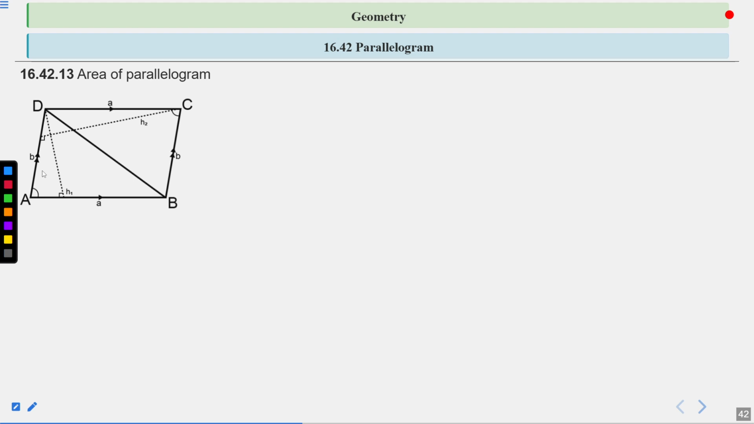So this is the diagram of a parallelogram where we need to calculate the area. The area of the parallelogram is base times height, where height is the altitude. If base is a, then h1 is the altitude, so the area is a into h1. If b is the base, then h2 is the altitude, so the area is b into h2. Next, a upon b equals h2 upon h1. The ratio between a and b is h2 upon h1.